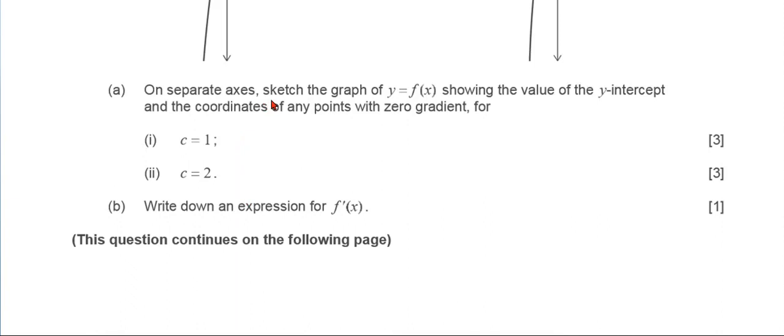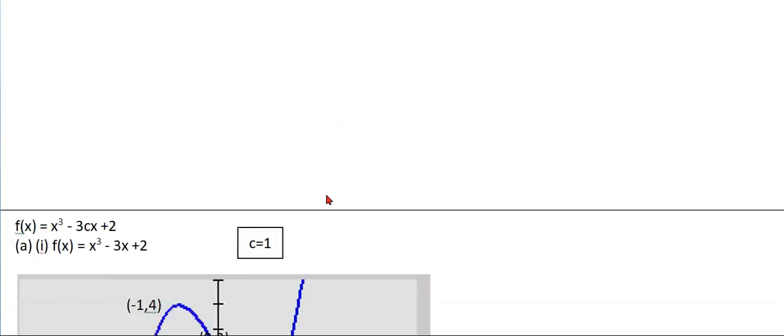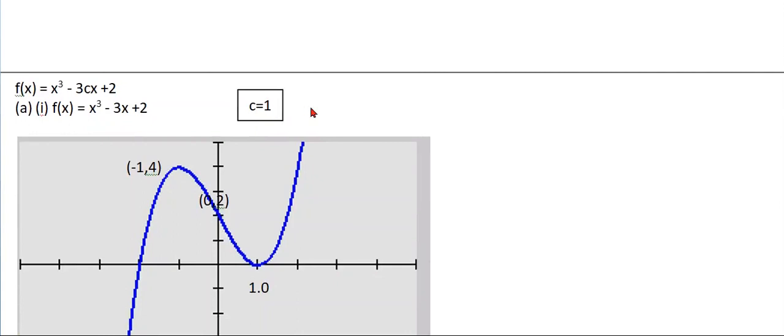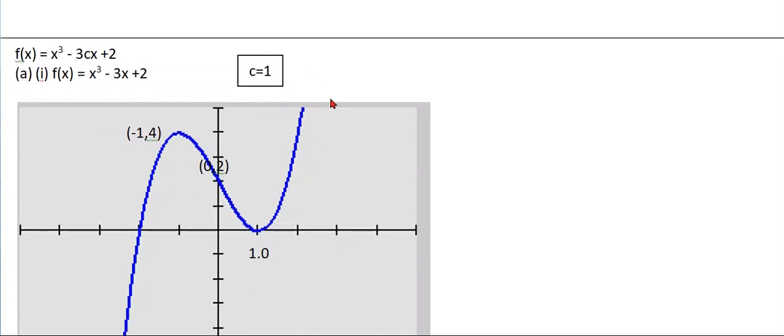On separate axes, sketch the graph of y equals f(x), showing the value of the y-intercept and the coordinates of any point with 0 gradient for c equals 1 and c equals 2. Write down an expression for f prime. So first case, c equals 1. I use the calculator. It showed me that the local minimum is exactly on the x-axis. This is why we have two x-intercepts.